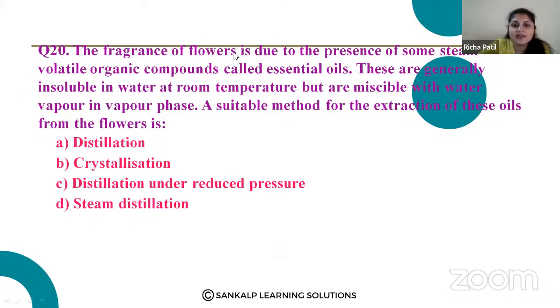The fragrance of flowers is due to the presence of some steam volatile organic compounds called essential oils. These are generally insoluble in water at room temperature, but are miscible with water vapor in the vapor phase. A suitable method for extraction of these oils from the flowers is, how are steam volatile organic compounds like essential oils separated? It can be separated by using the method of steam distillation. So the correct option is D, steam distillation.